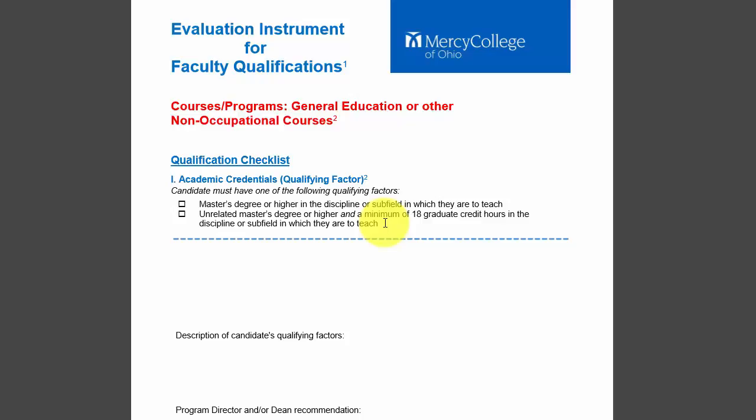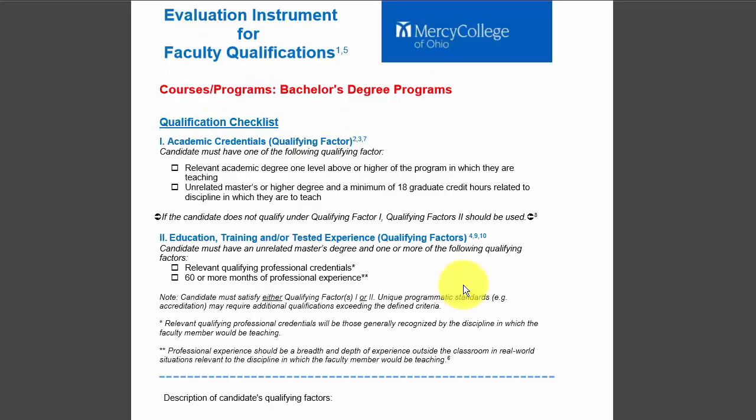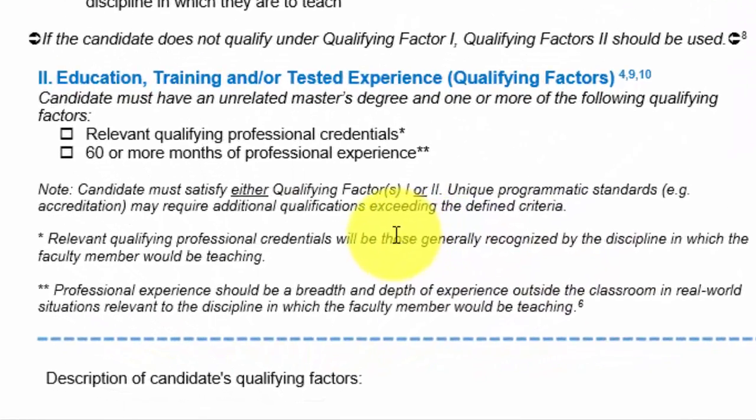Now, there's a quick walkthrough of the three, in about 16 minutes here. Remember that these are the minimum requirements. Let me go back real quickly here, and I'll pull up the bachelor's one. We have a note in here, the group put a note in here, that the candidate must satisfy either qualifying factor one or two, either or.